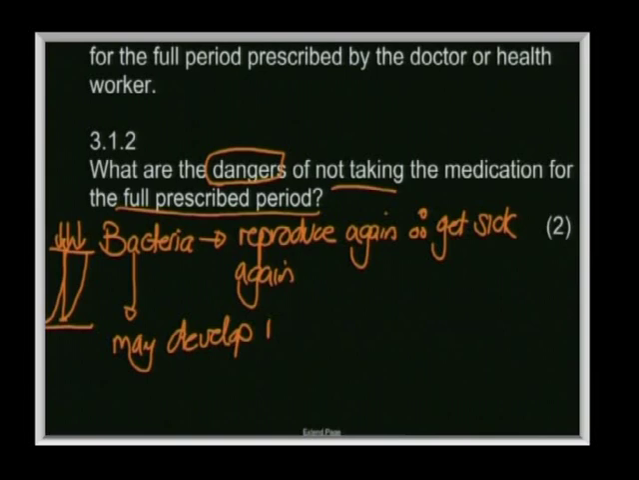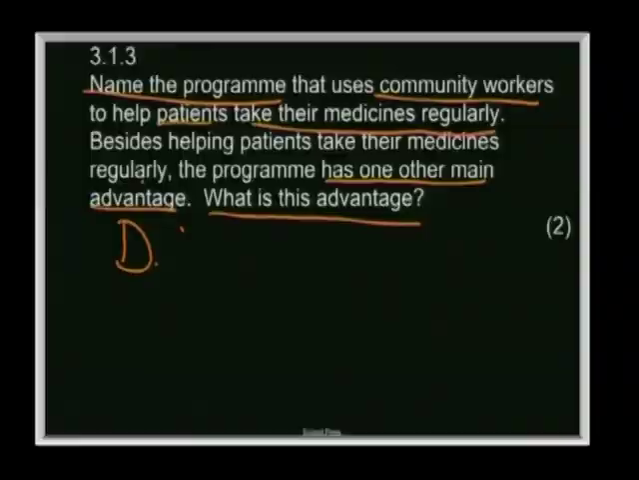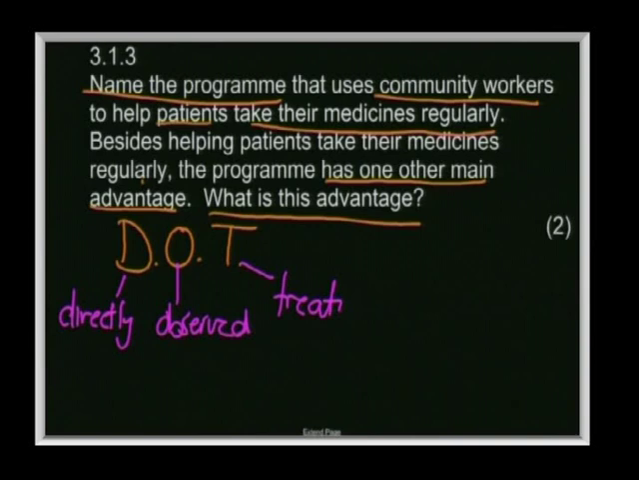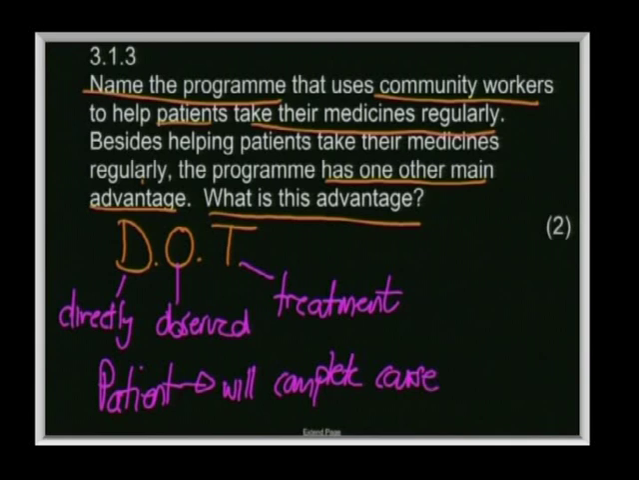The next question. Name the program that uses community workers to help patients to take their medicines regularly. Besides helping them take their medicines regularly, it has one other main advantage. What is it? The program is often abbreviated to DOT. This means D for directly, O observed, T treatment. So the DOT treatment involves community members monitoring TB patients and making sure that they take their medication. Now, how is this going to be advantageous? What it means is 90% of the time, the patient who is on this medication will complete the course. And therefore, once they've completed the course, they will be cured.